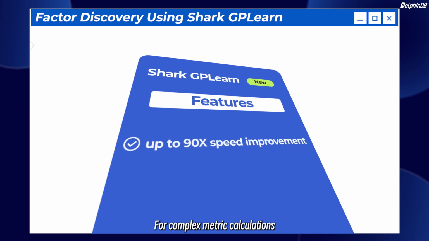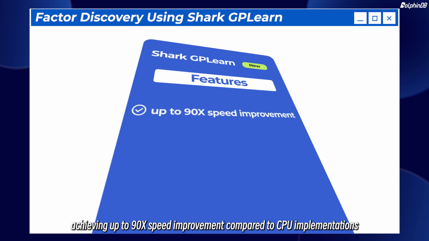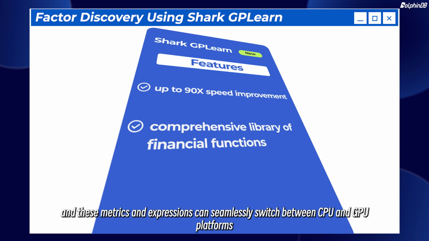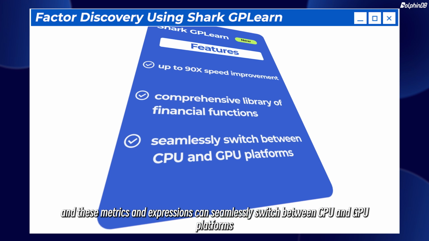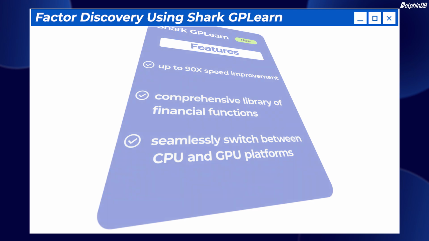For complex metric calculations, Shark provides GPU-accelerated genetic algorithms, achieving up to 90x speed improvement compared to CPU implementations. In addition, Shark offers a comprehensive library of financial functions for metric computation, and these metrics and expressions can seamlessly switch between CPU and GPU platforms, significantly enhancing data analysis efficiency.